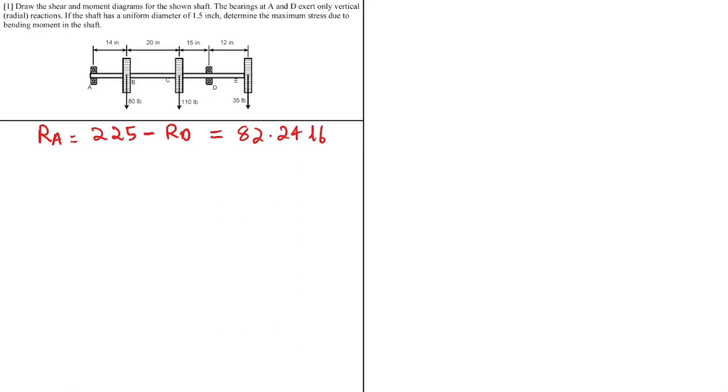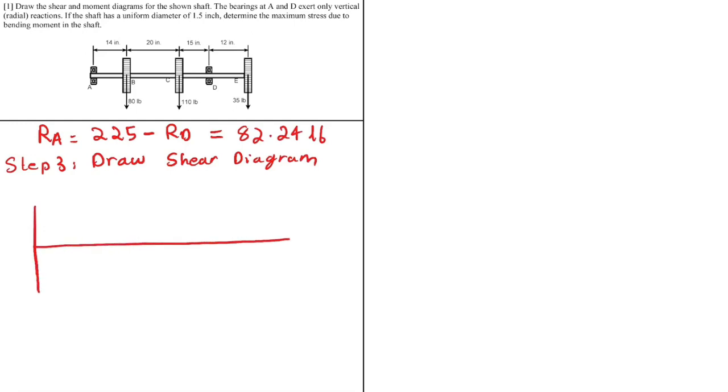So what is our next step? Now that we have all the unknowns, we can start drawing the shear diagram. Step number 3 is to draw the shear force diagram, or the shear diagram. So let's see how we can do this. Let's have the axes drawn first. This is the x-axis and this is the y-axis, and this is the force diagram. Let's mark the locations. So this is A, B, C, D, and E.